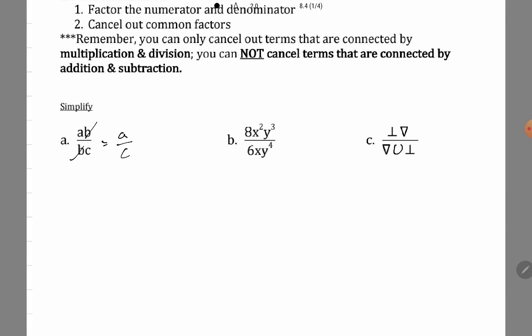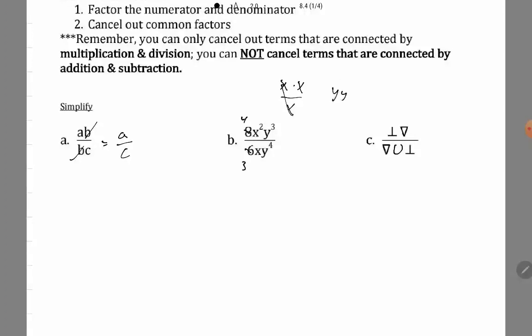Part B. So we treat the numbers like normal. 8 divided by 6, we can reduce that. 2 goes into 8 4 times. And 2 goes into 6 3 times. Okay? And then x squared up top means x times x. And then on the bottom we have 1x, so that goes away. So we're left with 1x on top.